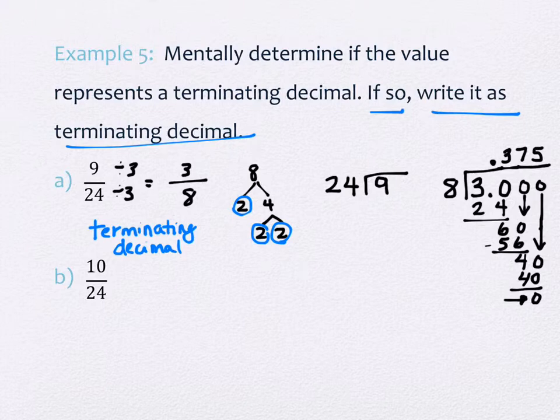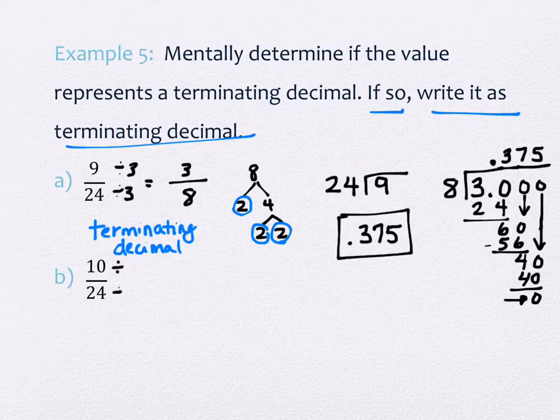So the decimal is 375 what? Thousandths. Very good. 375 thousandths. 10 and 24. What do we notice? It's not reduced. So what do we have to do? Reduce. And we can divide them both by 2. Fabulous. So 10 divided by 2 is? Good. And 24 divided by 2? 12. All right. Step number 1 done. 5 over 12 is reduced.